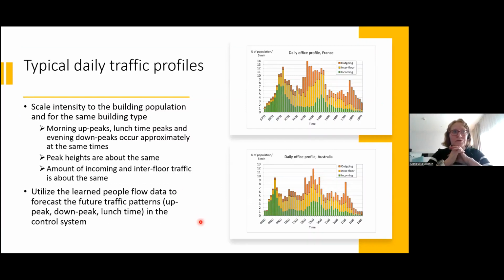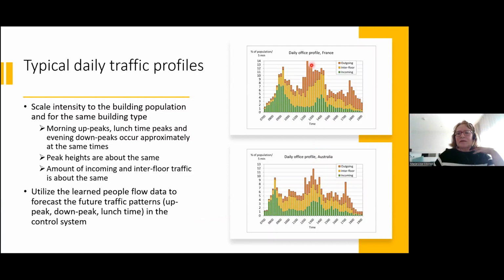So these kind of control systems were installed in tall buildings, and we received a lot of data, but the profiles were always different. And to make them more comparable, we could scale the number of people arriving in a certain interval to the population in that area. And then we received data that had about the same peak heights.